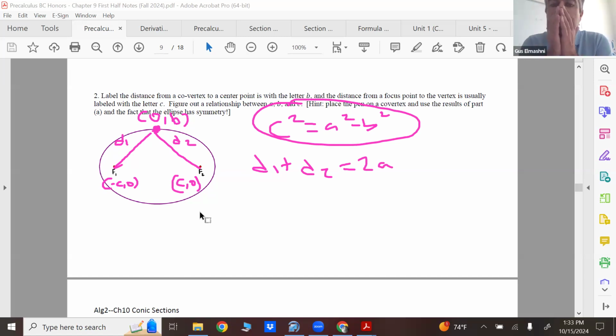I'll wait for you guys to get caught up. Then we'll move on to pages 10 through 12. Okay.